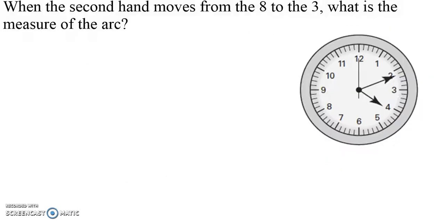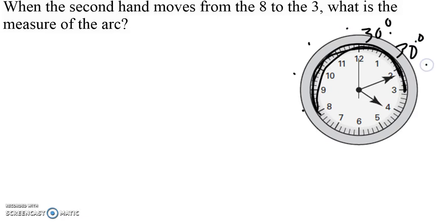Okay, take a second, look at the clock. All right, so one thing we realize is a clock is a circle, 360 degrees in the circle. There's 12 numbers on a clock. So I'm going to take 360, divide it by 12, and realize there is 30 degrees between every consecutive number. So if I'm asking you from 8 all the way to 3 o'clock, then I'm going to go 30, 60, 90, 120, 150, 180, 210. All right. So 210 degrees would be the arc from 8 to 3.